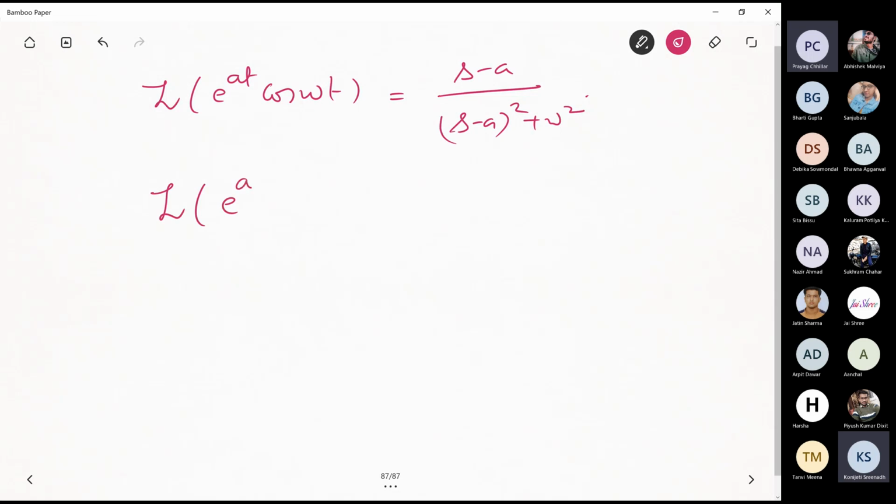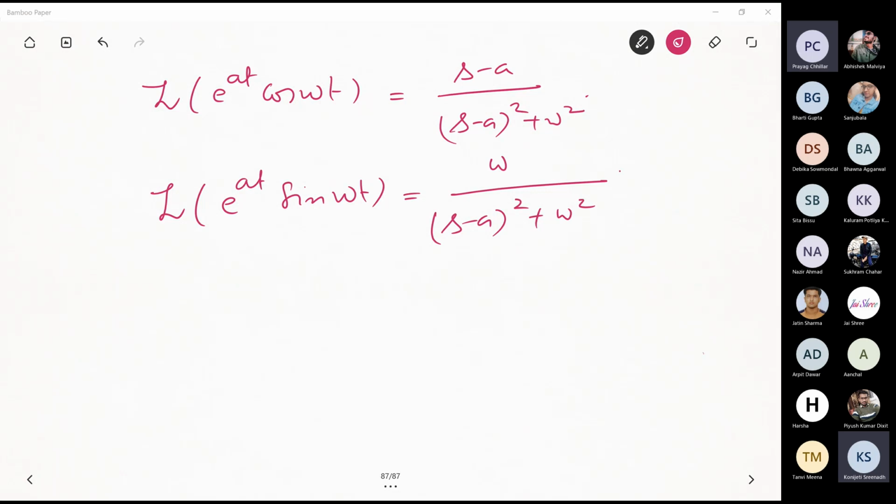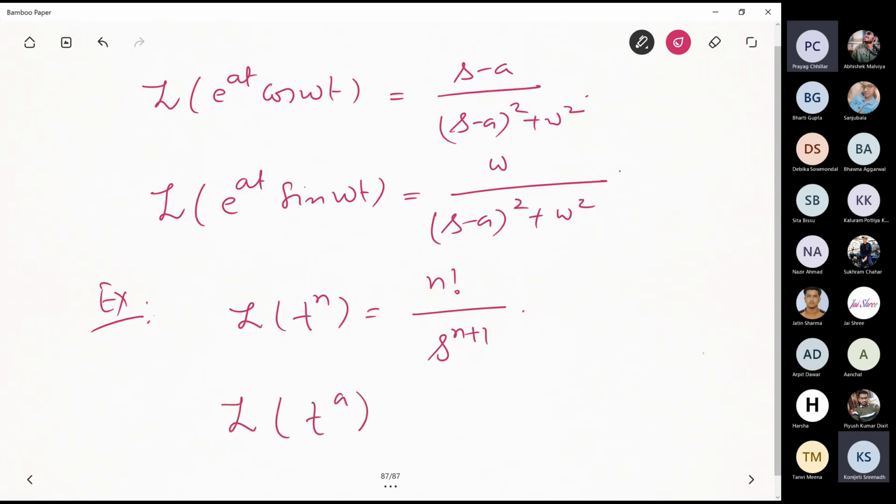Similarly, you have e power at sin omega t. This is going to be omega by s minus a whole square plus omega square. Okay, so similarly, one can use the integration by parts to show that Laplace transform of t power n is going to be factorial n by s power n plus 1. And also if I take any t power a, where a is a positive real number, you get this as gamma of a plus 1 by s power a plus 1.